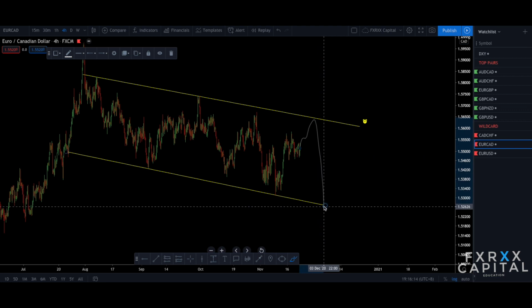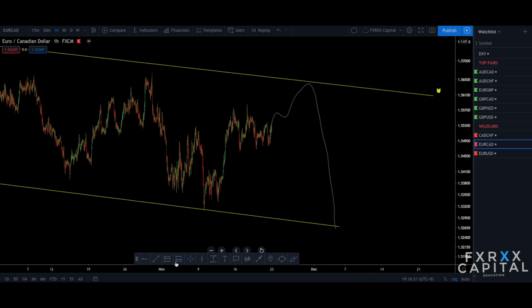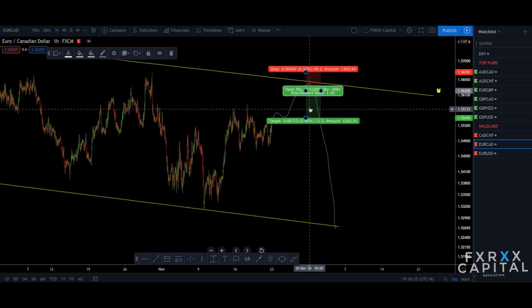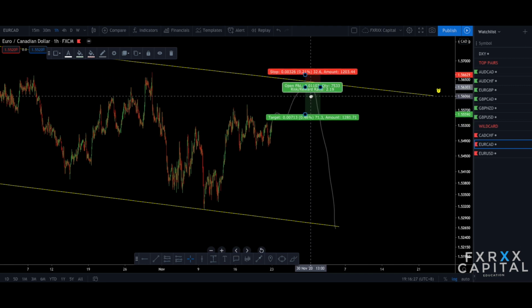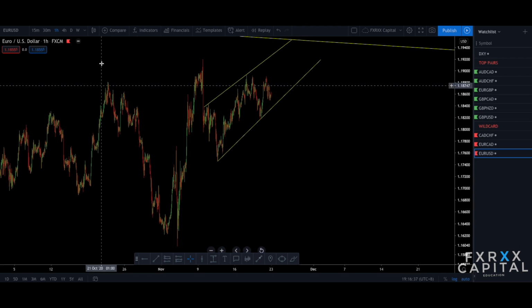in the 1 hour. Set my stop loss above the structure, set my alert at the trend line, see how the price develops, and sell through the downside. Quite a clean structure, nothing surprising. We trade a similar strategy. Next we move to the final pair, which is Euro USD.